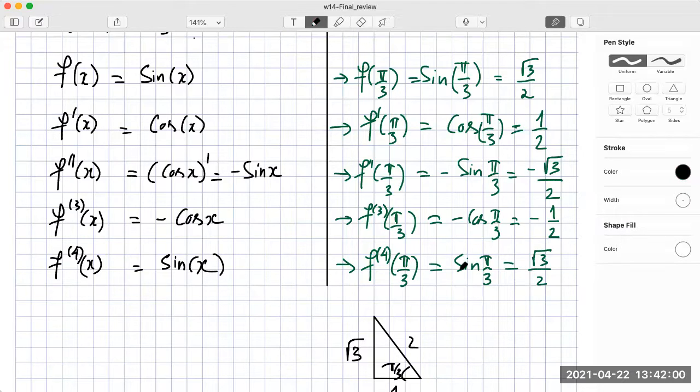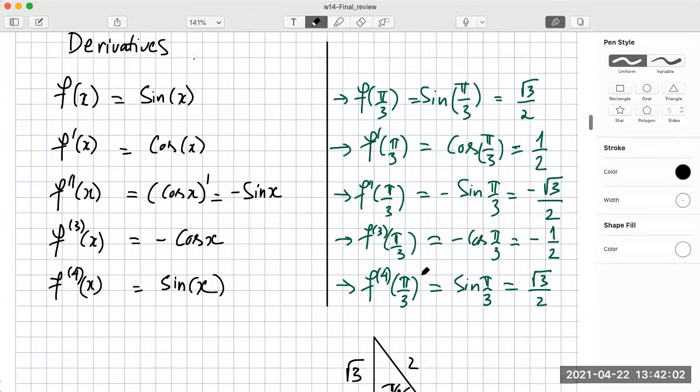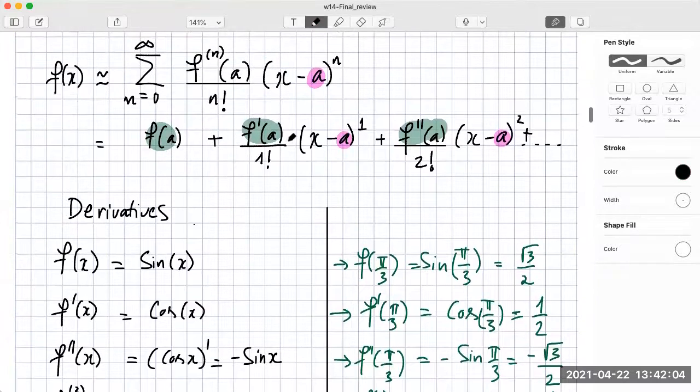Now we know all these values. We can substitute back into the formula right here.